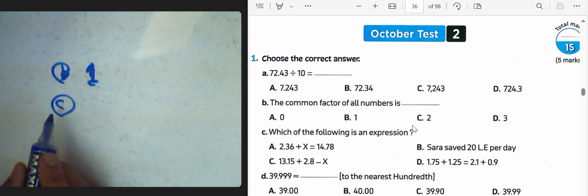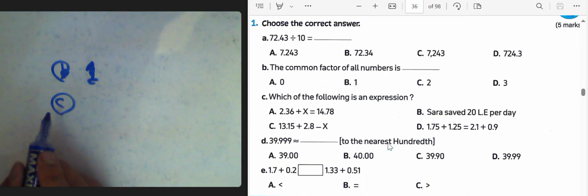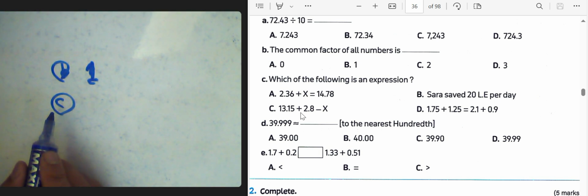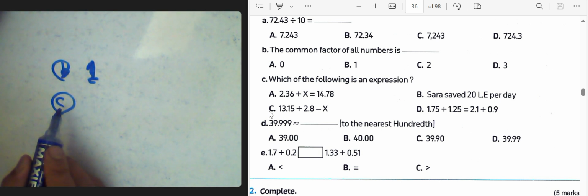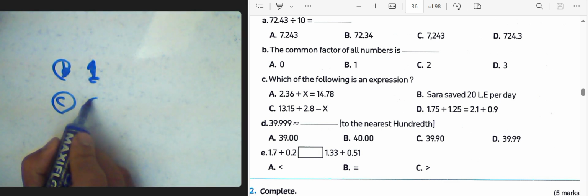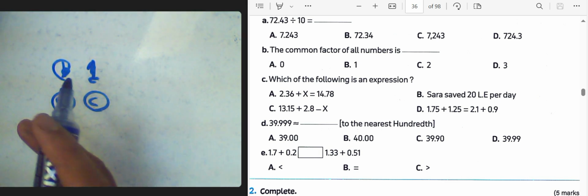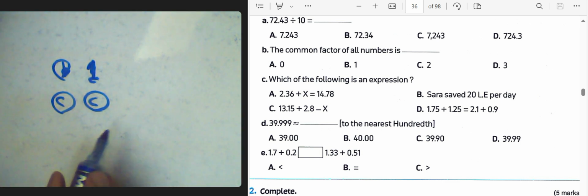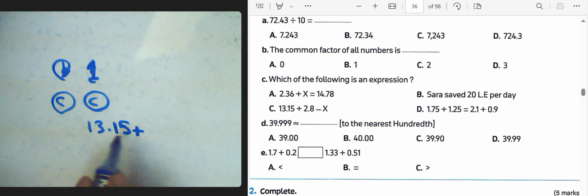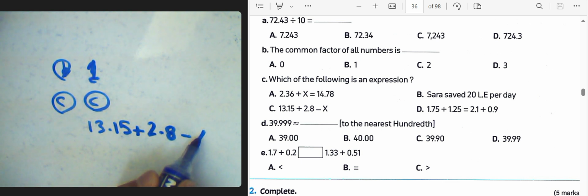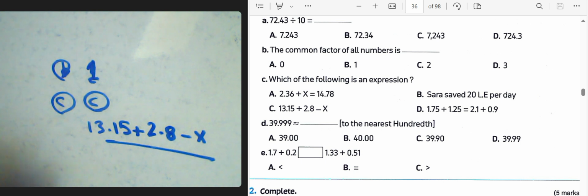Letter C, which shows the following is an expression. Expression, we can choose letter C. It's expression. We have inequality. Okay, and we have here Sarah saved 20 Egyptian lira per day. So you must choose letter C because the expression contains a lot of terms not used here equal to 13 and 15 hundredths plus 2.8 subtract by x we call it expression, not equation.